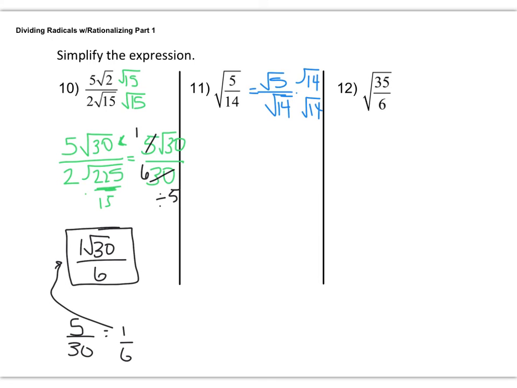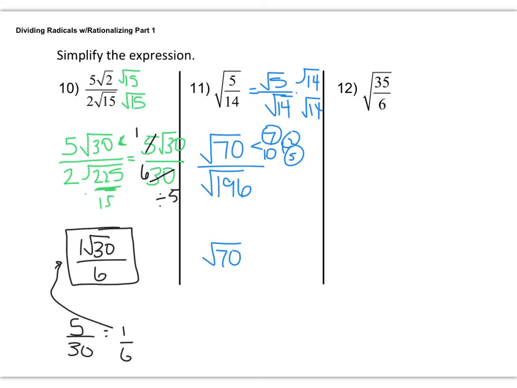So radical 5 times radical 14 is radical 70. On the bottom, 14 times 14, that's going to give me radical 196. All right, if I want to do factor tree, that's 7 and 10, 2 and 5, no pairs. So that stays radical 70. Radical 196, that is actually perfect. That is just 14. And we are done.